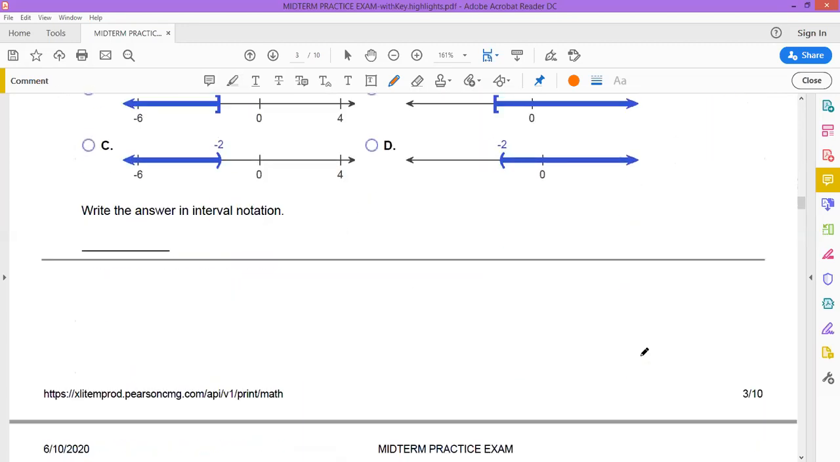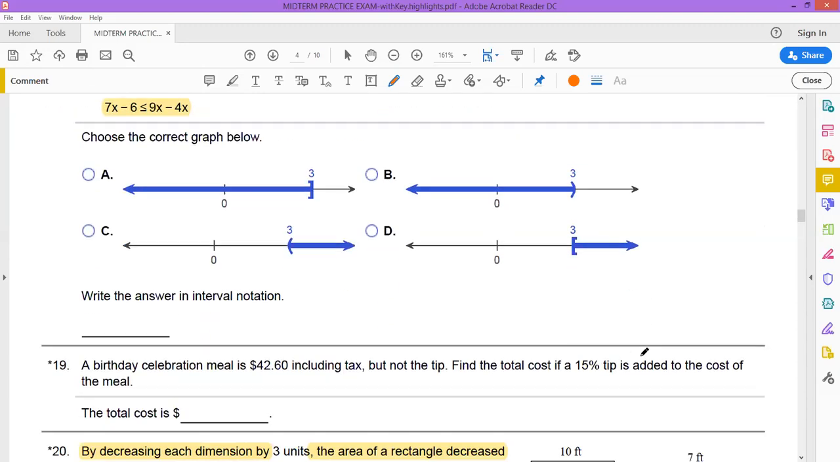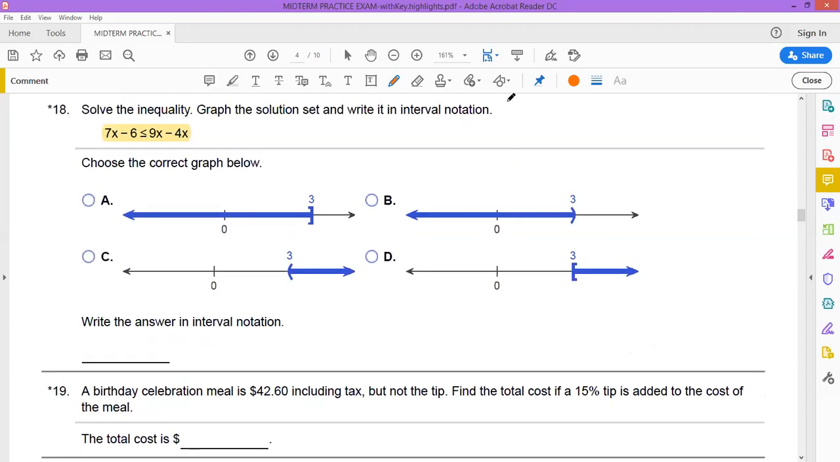All right, we're moving on. Let's look at number 18. We're solving another inequality. Let's rewrite it here. 7x minus 6 less than or equal to 9x minus 4x. We solve this inequality by combining our like terms. We're going to first subtract 9x from both sides.